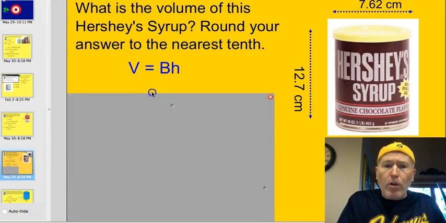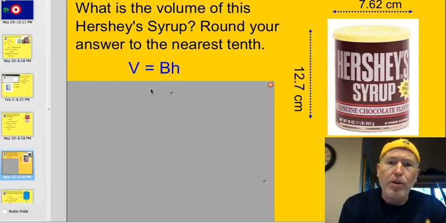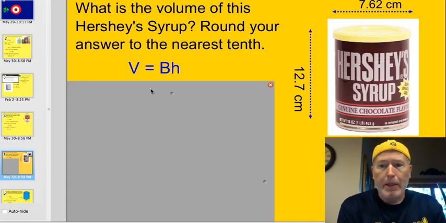Time for you to try one. Go ahead and give this a shot. What is the volume of this Hershey syrup can? And round your answer to the nearest tenth, please. Yes, that's what Hershey syrup looked like when I was a kid. It was in a tin can.